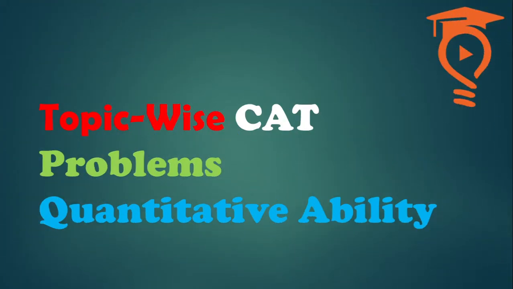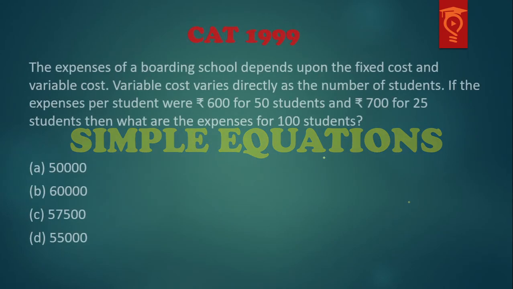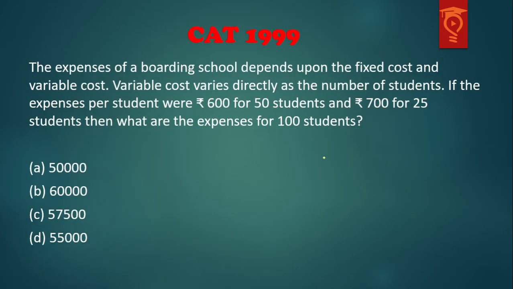This is Mayank Raj Singh and I am bringing to you the second installment of simple equation questions of CAT under the series of topic-wise CAT problems on quantitative ability. Simple equation. So this is a question that came in CAT 1999. This is a pure equations question and I will solve it once by equation. And then there is another method which a lot of people might not be able to understand. Still, I'll try my best.